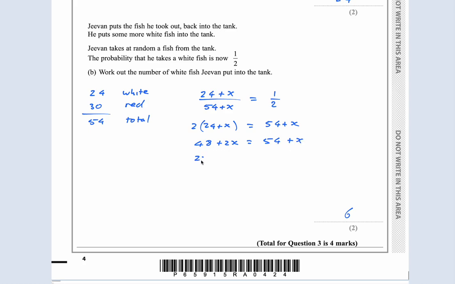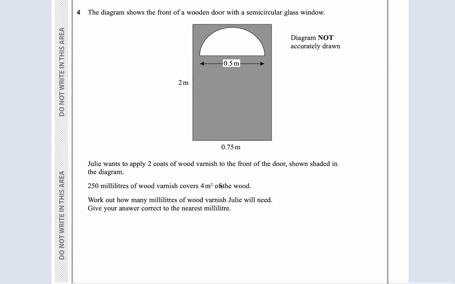X is on one side. I'm going to subtract this x. Numbers on the other side. I'm going to subtract 48. 2x minus x is x. 54 minus 48 is 6. So this is the more technical way to do it. Obviously, it's a lot more work. You would get the full marks for just writing 6, guys, or at least writing 30 over 60 equals a half. Therefore, x is 6. That is absolutely fine.